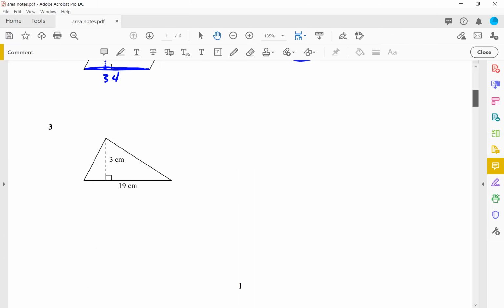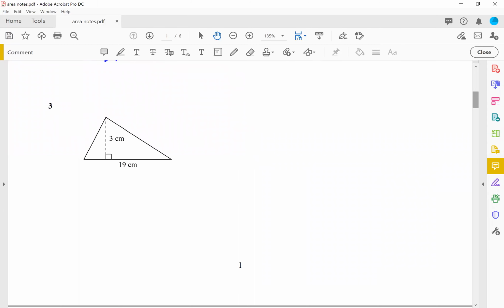Okay, next one here. This is a triangle. The formula for the area of a triangle is base times height divided by 2, or 1/2 base times height. Okay, so again, your base and your height are at a right angle, so look for that. So there's our base and our height.